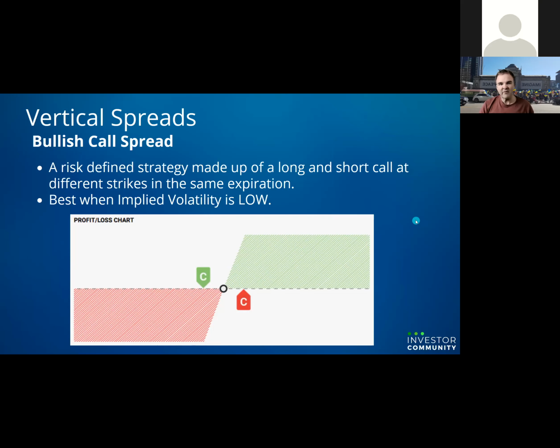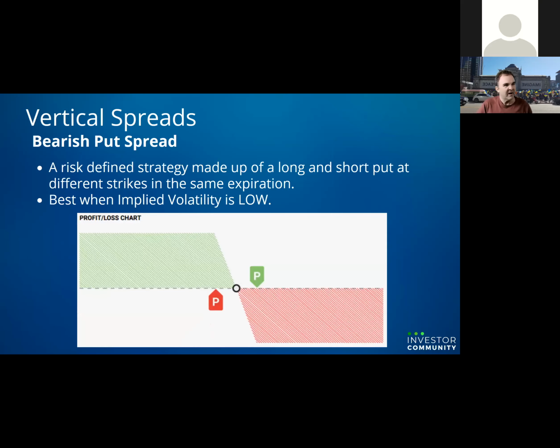So does this make sense to everybody? Everybody understands how to read this profit loss chart. If anybody doesn't understand this, stop me now because we've got 3 more of these to go through. Okay, I don't see anybody typing in the chat, so I guess this makes sense. Excellent.